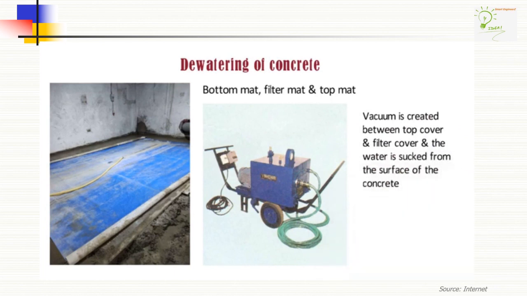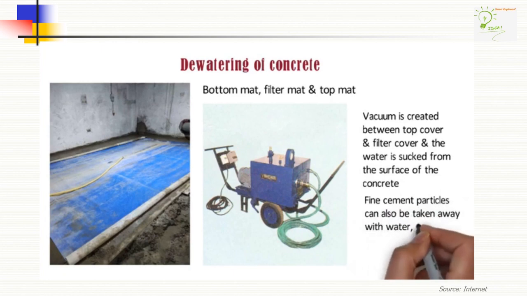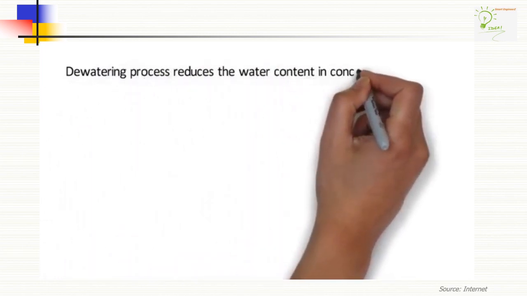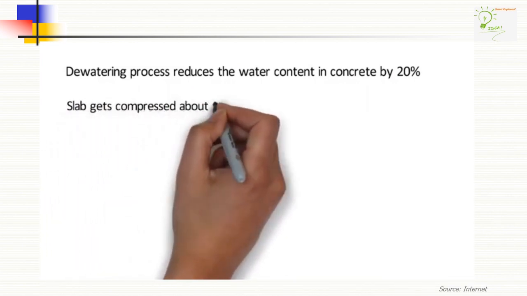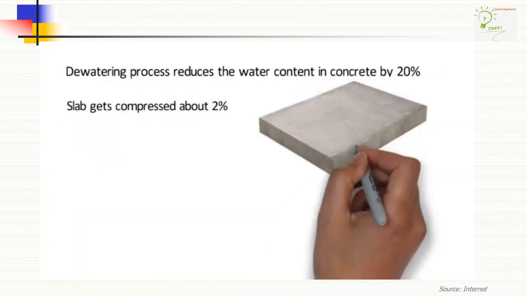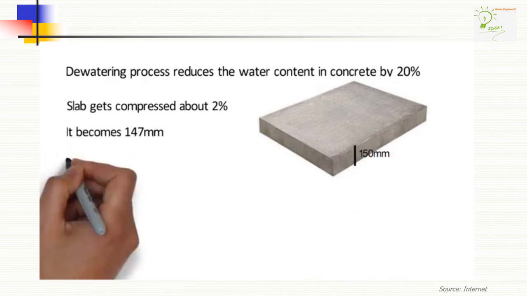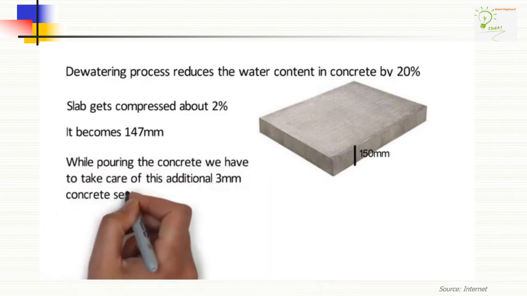When suction is started, the fine cement particles can also be taken away with water. To avoid this, filter mat is used. This dewatering process reduces the water content in concrete by 20%. Hence, the slab gets compressed about 2%. This means if the slab thickness is 150 mm, then multiply it with 0.98, so it becomes 147 mm. So while pouring the concrete, we have to take care of this additional 3 mm concrete settlement.